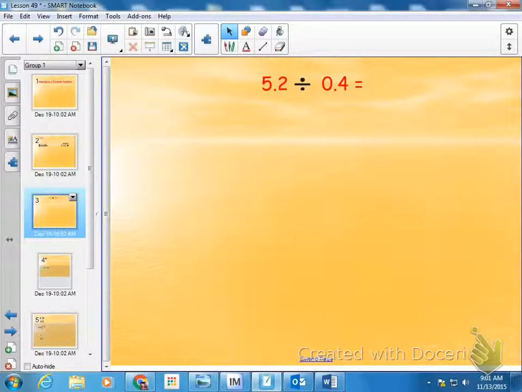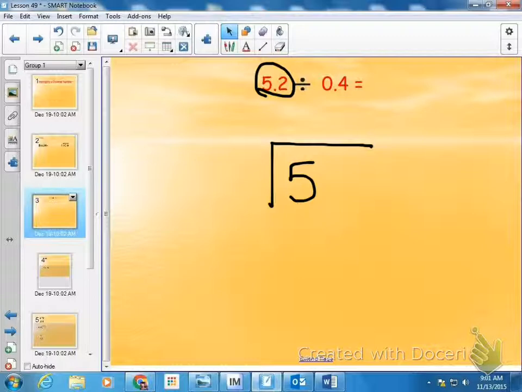Okay, sometimes we see it written like this: 5 and 2/10 divided by 4/10. So when I set this problem up, the first number we see is always my dividend. So I have 5 and 2/10 divided by 4/10. Now I have a decimal in my divisor, so I can't do that. What I like to say is that it's a zombie. It's a part of a person. It's not a whole number, right? It's a part of a number. So we have to make that a whole. We have to move that decimal over.